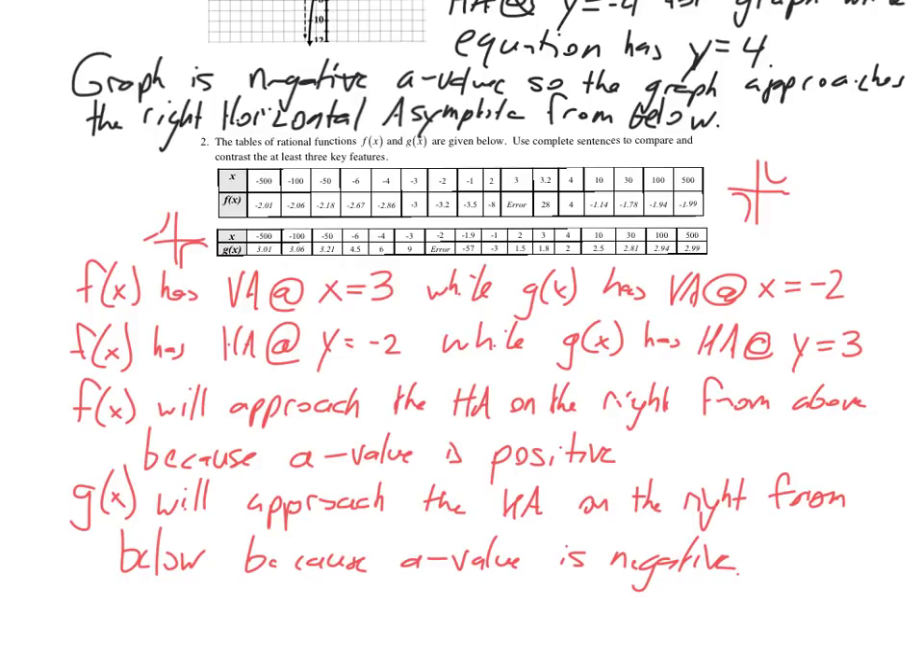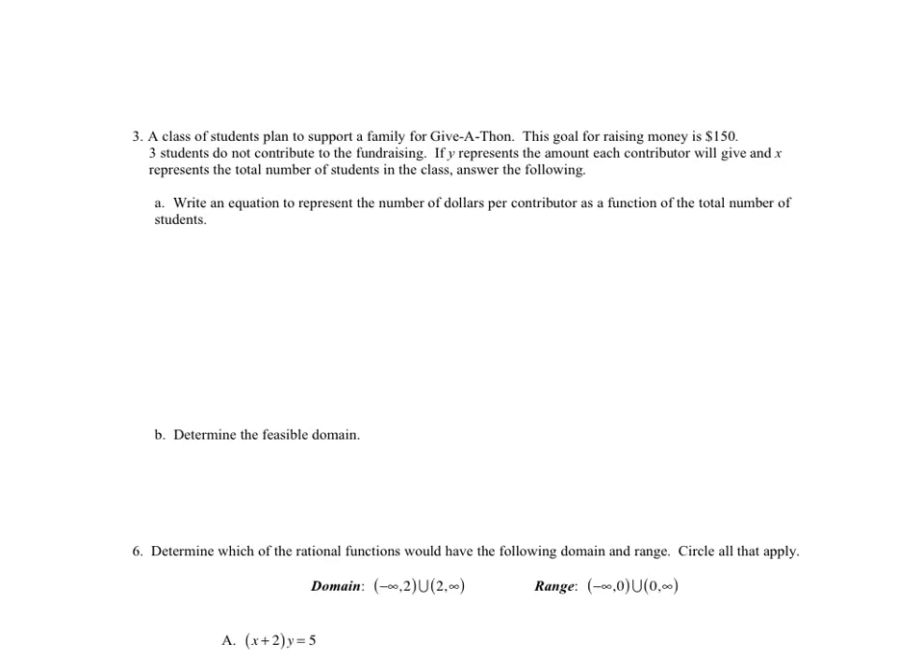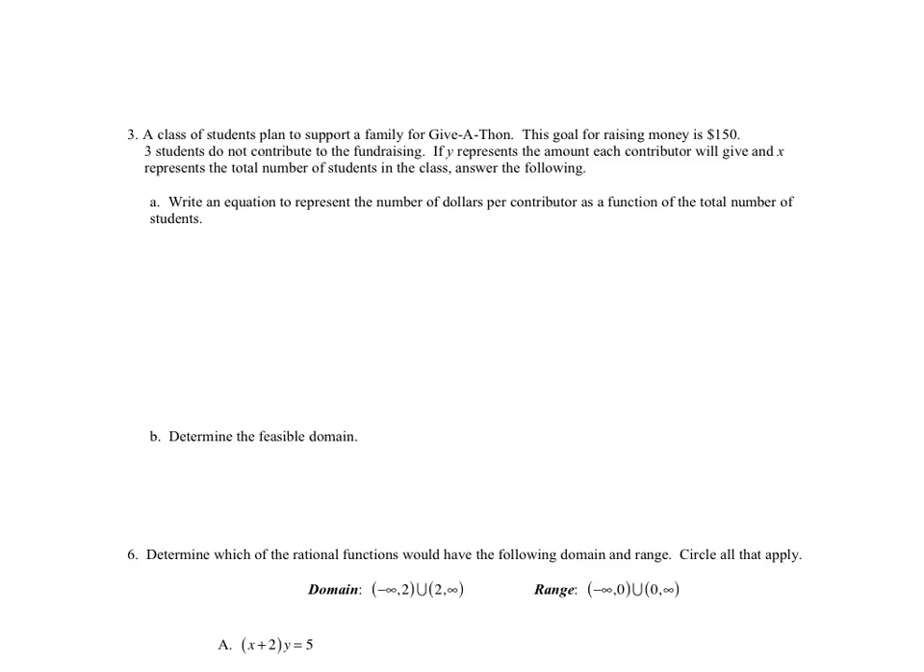Okay, just a couple more problems, and these should be mostly review. So here we have a fun situation similar to what we did on the warm-up on the first day. Let's look at this situation. A class of students plan to support a family for a give-a-thon. The goal for raising money is $150. 3 students do not contribute to the fundraising. If y represents the amount each contributor will give, and x represents the total number of students in the class, answer the following. Write an equation to represent the number of dollars per contributor as a function of the total number of students.